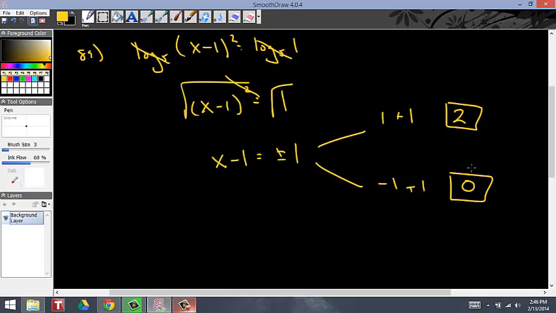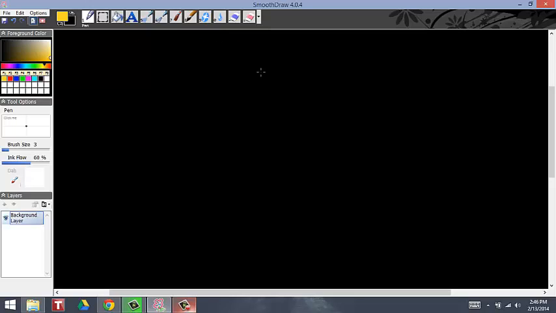Because I have a logarithm in the answer component, what do I need to do with my answers? Check them. Which one works? Which one doesn't work? 2 works? 0? 0 doesn't? Stephanie? Yes, they both work because 0 minus 1 is negative 1. Squared is 1. We're good. Okay? Stephanie Boyer. Good job.